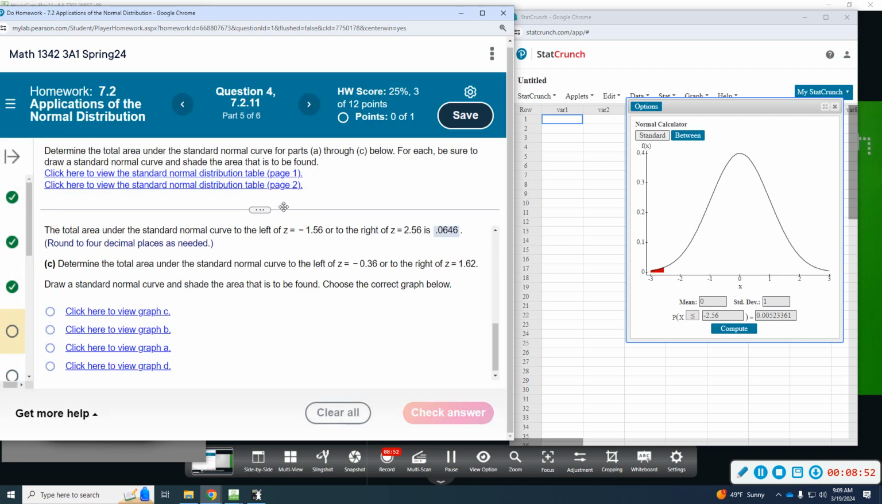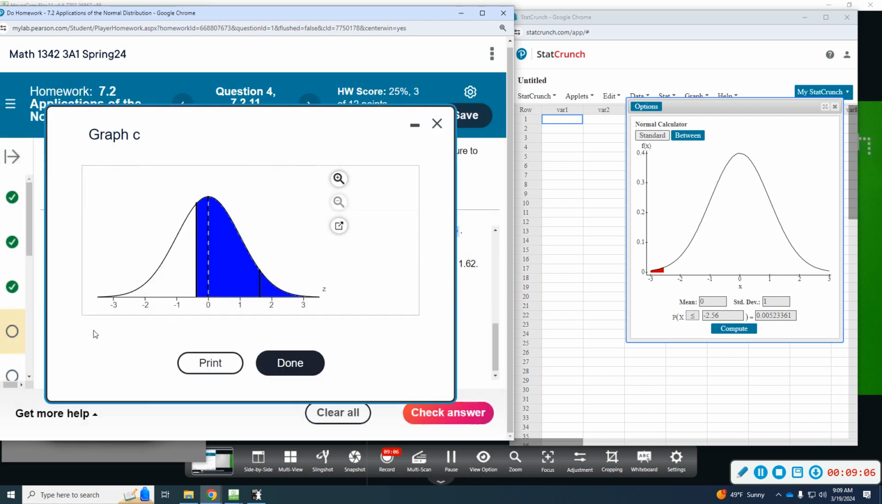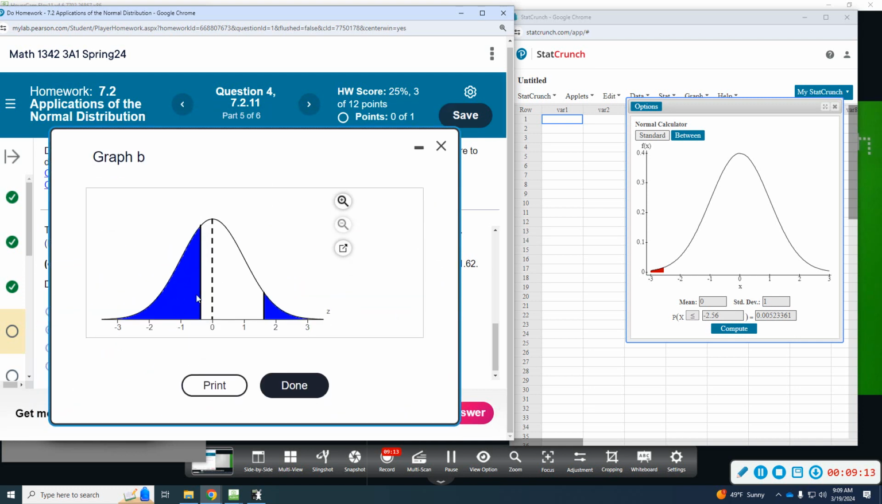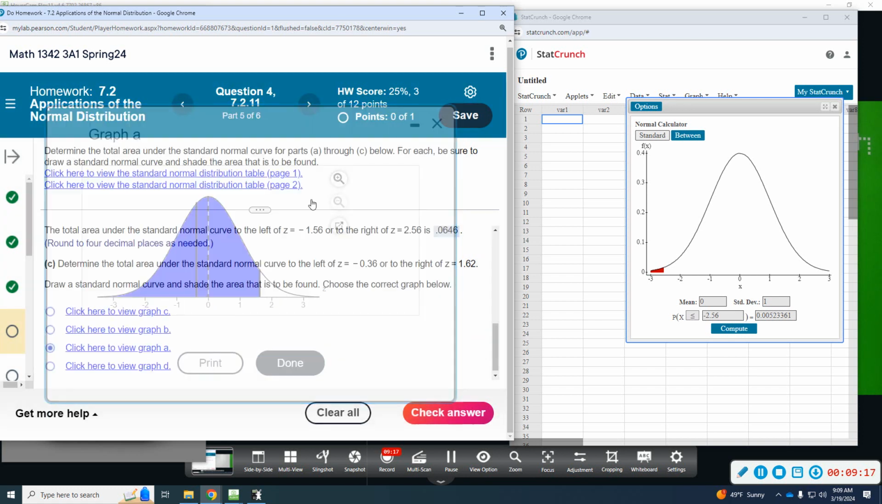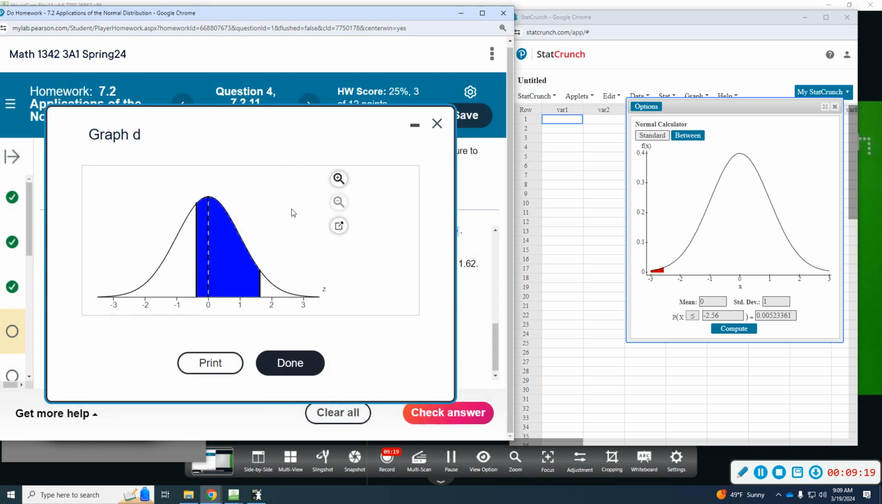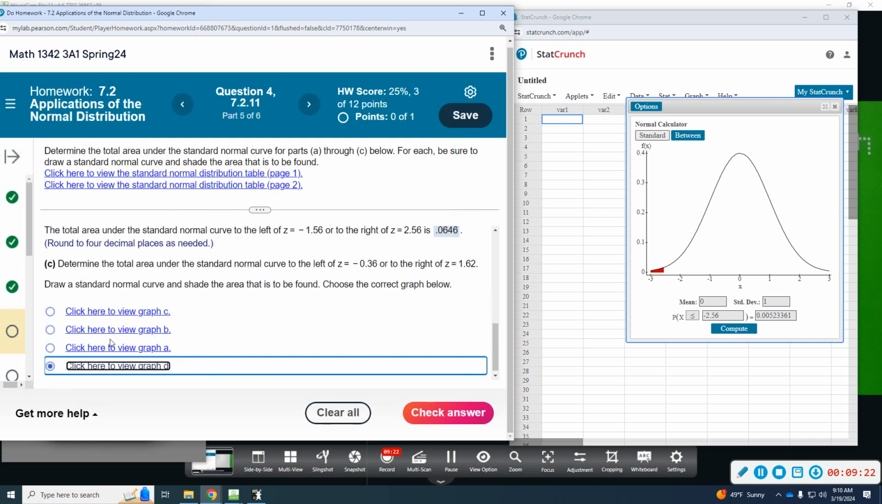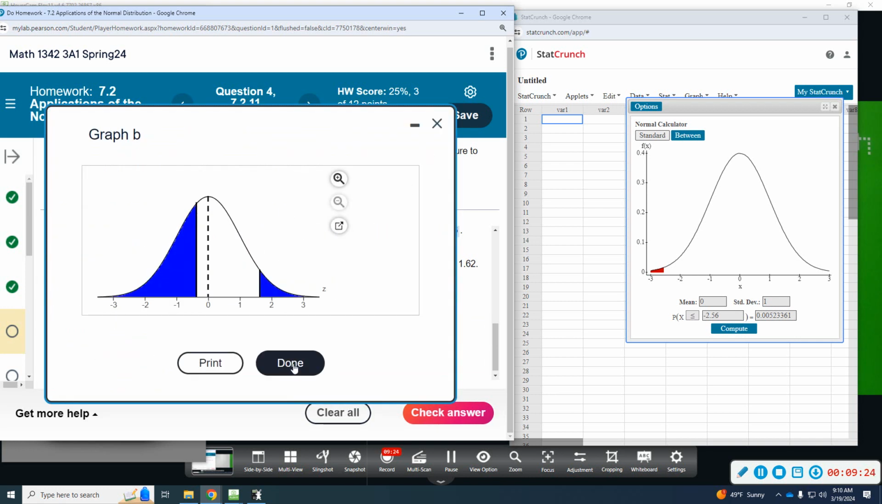Alright, and then part C. We want to find between left of -0.36, right of 1.62. So we got a left side and a right side. That's not going to be it. Left and right. We want left of negative, so it's pretty close. Yeah, this one looks good. Nope. And D. Nope. We want the outsides, not the middle. So B was the best one.